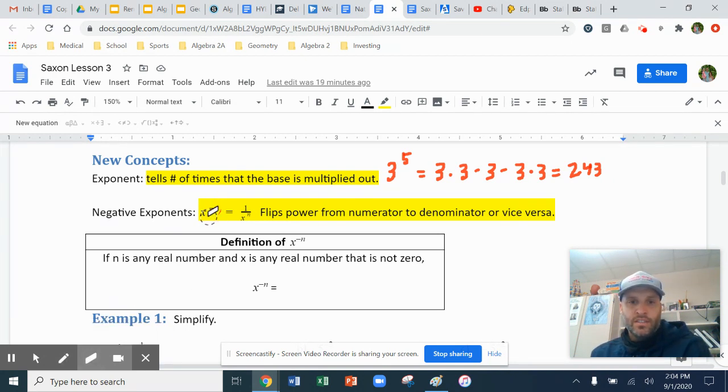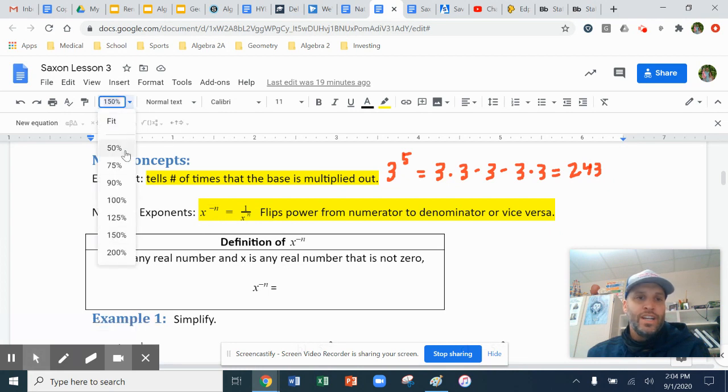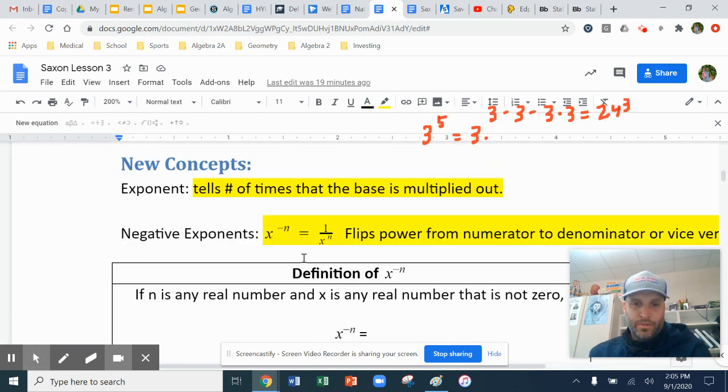Secondly, negative exponents. A negative exponent is when the number in your exponent position is negative. What that means is that your power is going to flip from the numerator to the denominator or vice versa. So if we have x to the negative n, that is equivalent to 1 over x to the n power. Let me zoom in a little bit so you can see that. So x to the negative n means that you have a negative exponent, and your power is going to flip into the denominator and become a positive exponent. So 1 over x to the n.